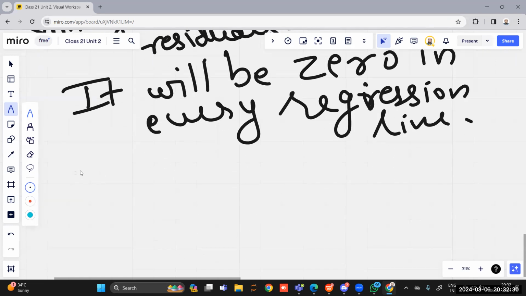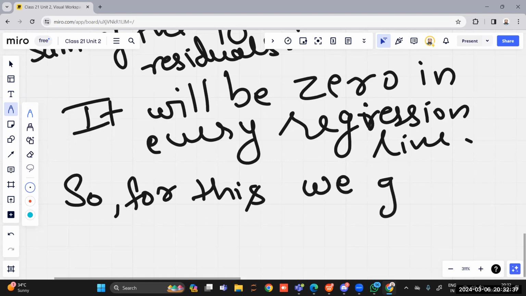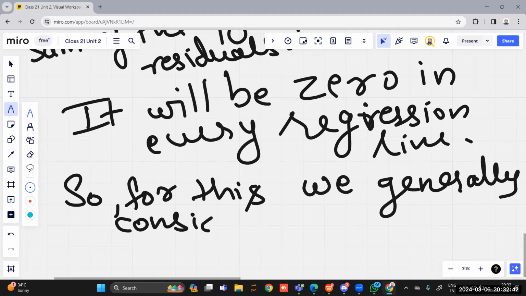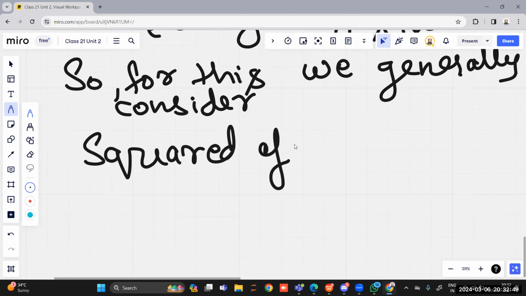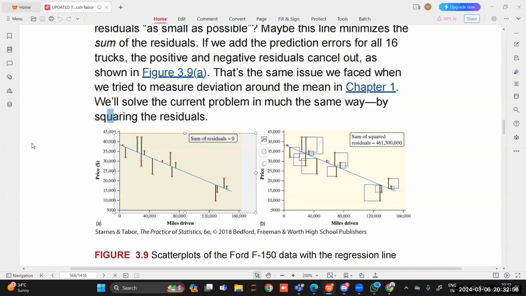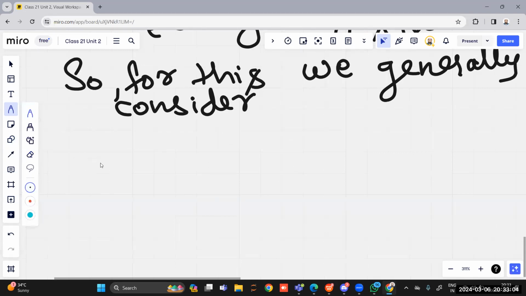So for this, we generally consider the square of the sum of the squares, it will be correct. Yes, there is a difference between sum of the squares and square of the sum. Do you know the difference? See, I'll show you this difference.